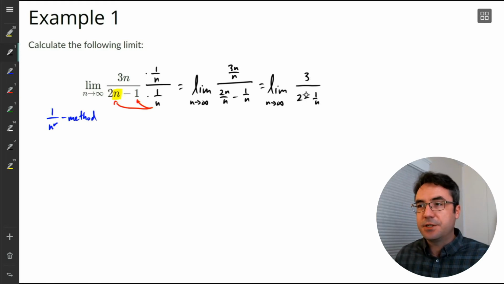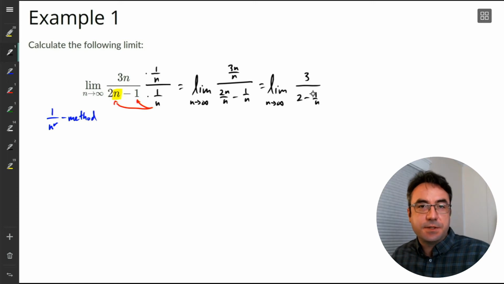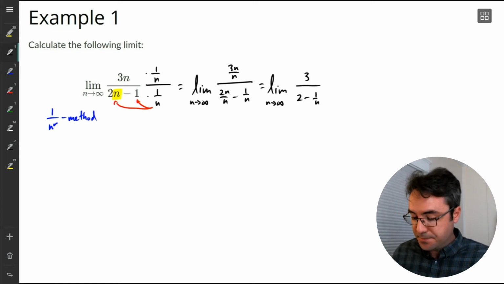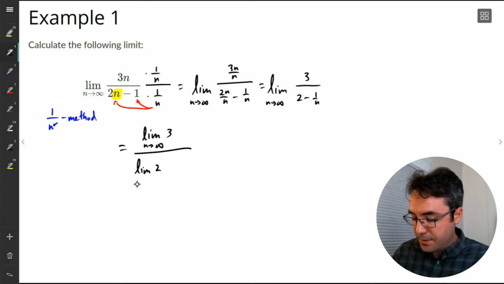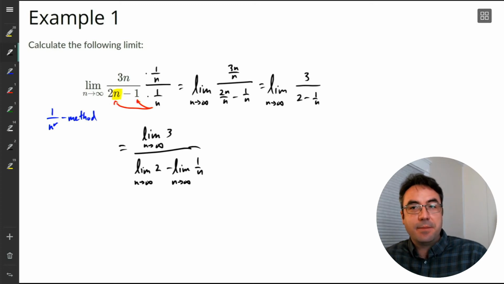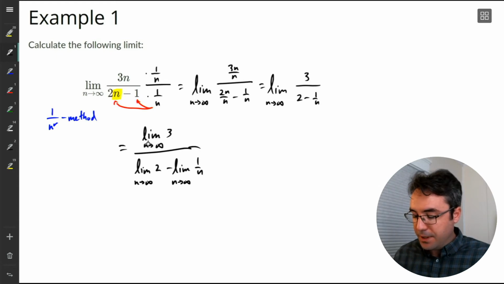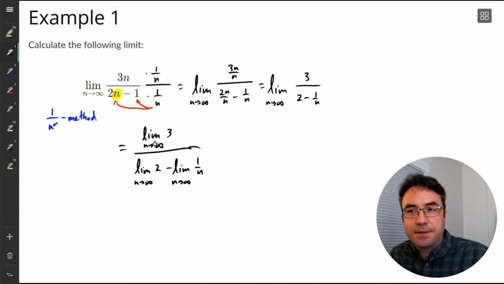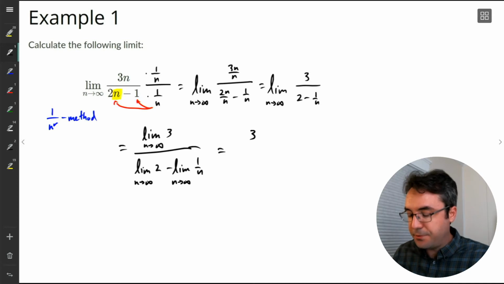So we see we have a fraction here, we have some constants. So let's split this up using all of our limit laws. We could write this as the limit of 3 as n goes to infinity, all over the limit of 2 as n goes to infinity, minus the limit as n goes to infinity of 1 over n. So that's all our limit law magic right there. We can split that up as much as we need. Now, what is the limit of a constant? Well, it's just the constant. So we're going to get 3 on the top.